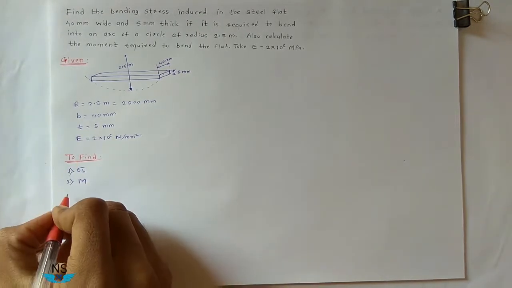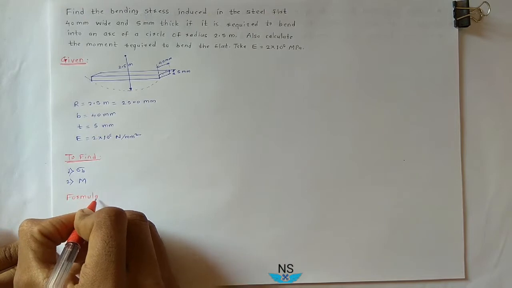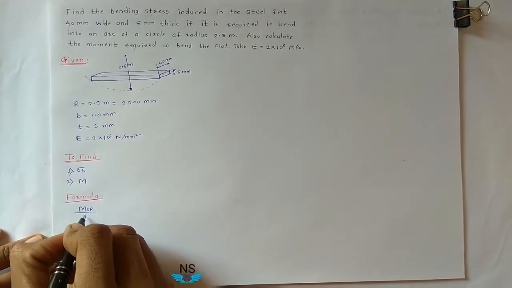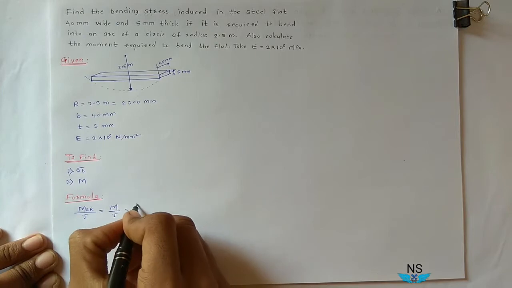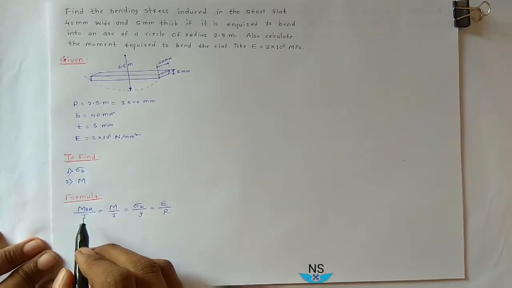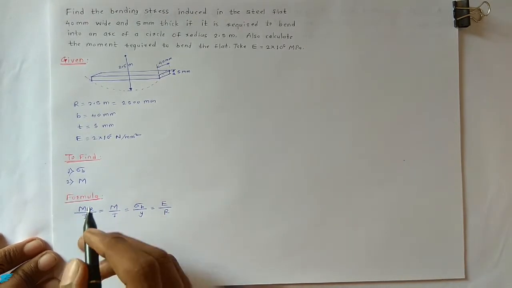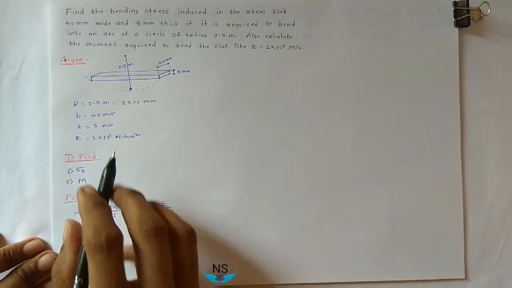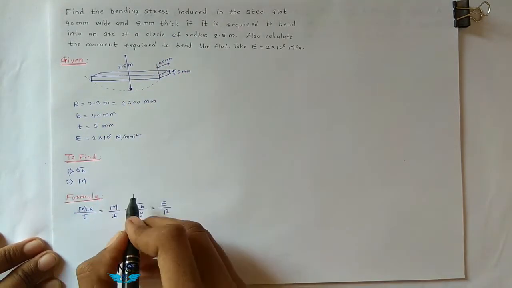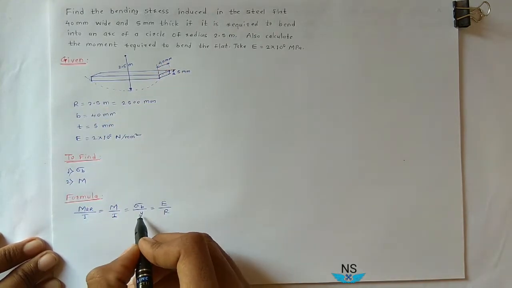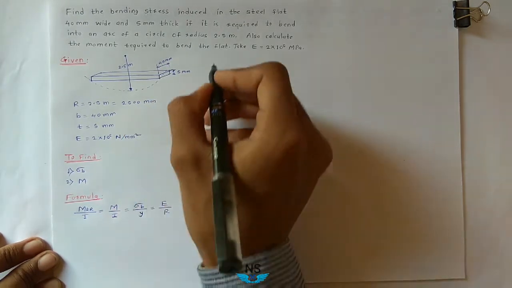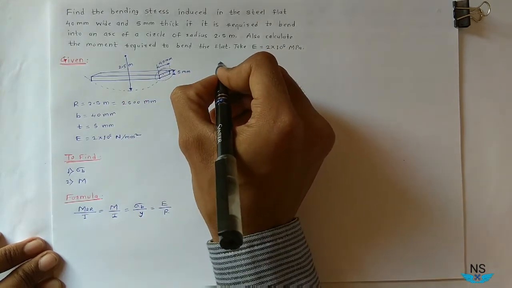Now which formula do we have to use here? We know the bending equation or flexural formula: M by I is equal to sigma B by Y is equal to E by R. Here M is the maximum bending moment at the center of the beam, I is the moment of inertia of this section, sigma B is the bending stress induced in this flat, and Y is the distance of the extreme fiber, or top fiber, from the neutral axis.